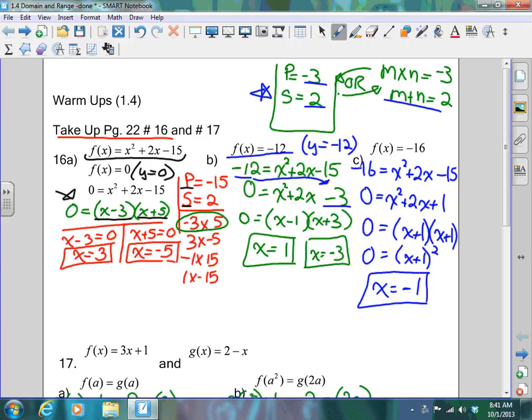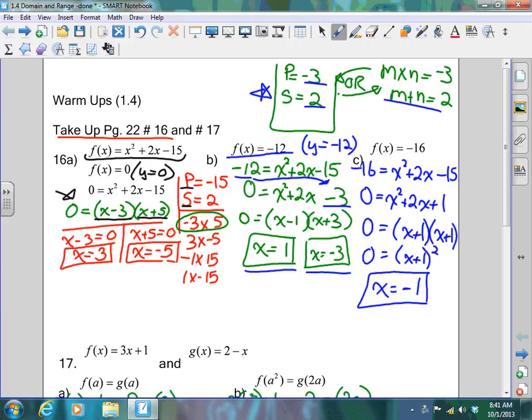So your solution that you put in the brackets is x minus 1 and x plus 3. Don't forget to use your zero product property where you let each of the brackets equal 0, or it's the opposite of what you see inside the bracket. So your solution here is x equals 1 and x equals negative 3.